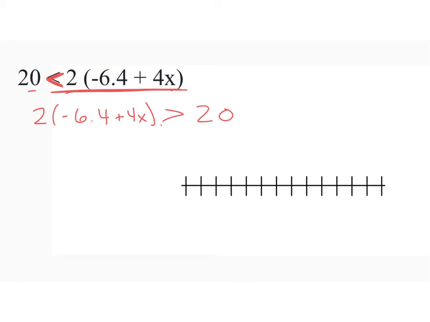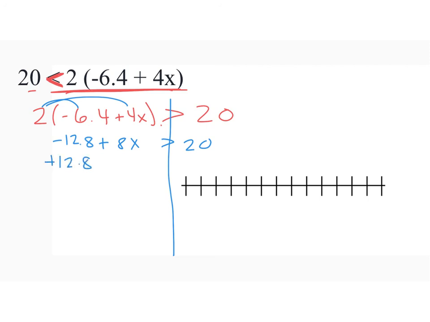So first, when I draw my line down my inequality sign, I do need to start off by distributing here into my parentheses. So I need to do 2 times negative 6.4. So why don't you pause the video, calculate that, and come back and see what you get when you distribute. All right, so we should have gotten negative 12.8 plus 8x is greater than 20. Okay, so now I'm going to solve like normal. I need to add 12.8 over here to get rid of it. So I'm going to add 12.8 over here.